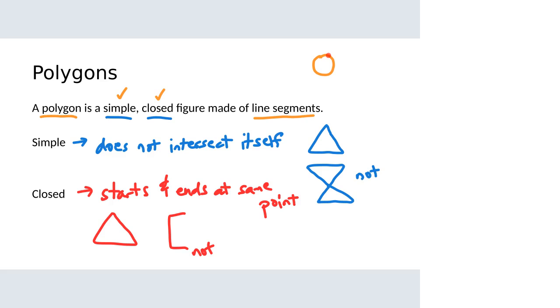No, because this circle is not made of line segments. So this circle is not a polygon. That's just a curve. There's no line segments involved. So that's not a polygon. Any questions on the definitions simple, closed, or polygon? All right.